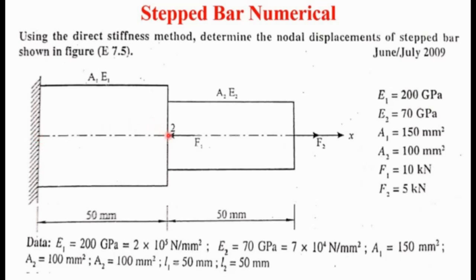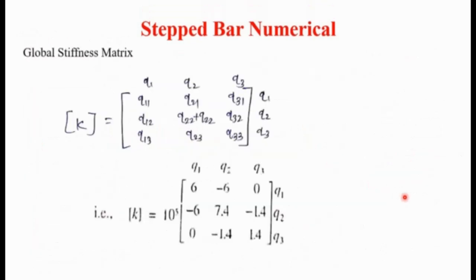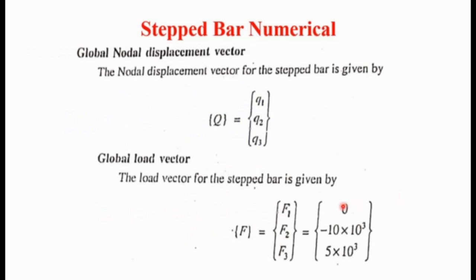At node 2, the value of f2 is f1, that is 10, and at node 3 it is f3, so it is 5 kilonewton. Therefore here f1 is equal to 0, f2 is equal to minus 10 into 10 raised to 3, because it is in the opposite direction, and f3 is equal to 5 into 10 raised to 3, it is along the x direction.